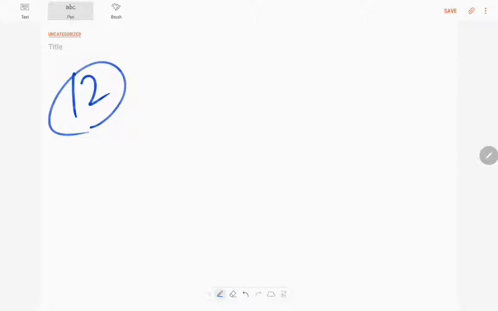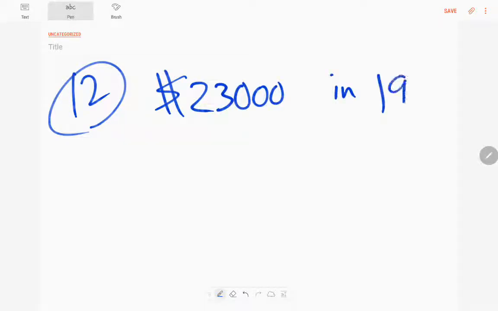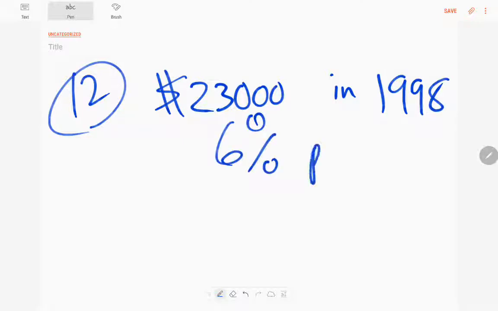Suppose the retail price of an automobile is $23,000 in 1998, and it increases at 6% per year in price. Choose the function that models the retail price of the automobile T years after 1998.